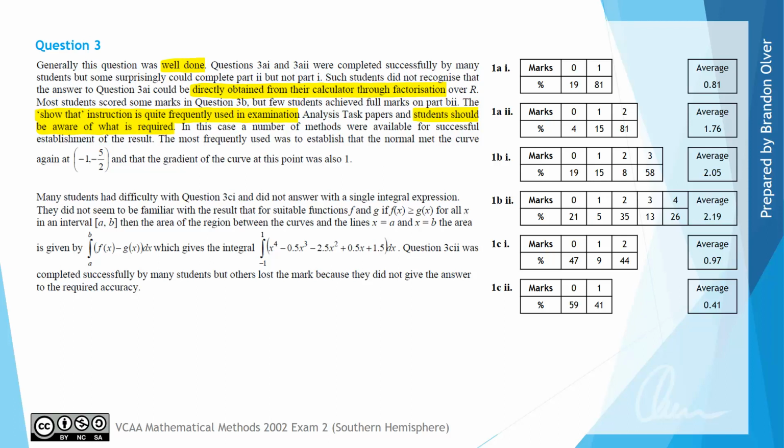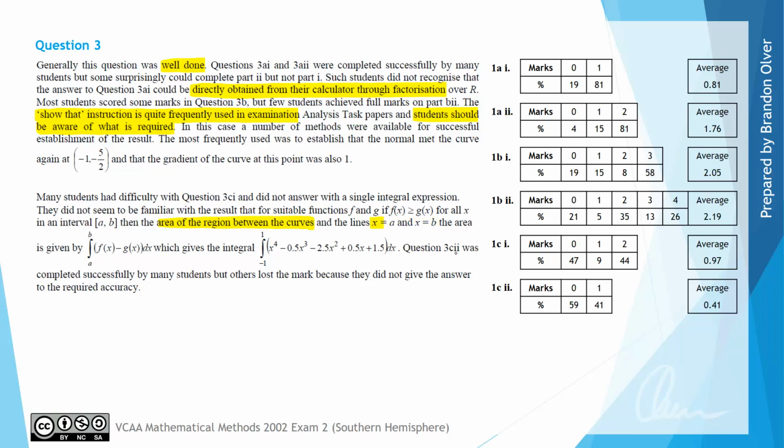Many students had difficulty with question 3Ci, which was that they needed to find a definite integral, the value of which was the area, and many did not state their answer as a single integral expression. Overall, they did not seem to be familiar with the result that for suitable functions f and g, where f of x is greater than g of x over an interval a to b, then the area of the region between two curves and the lines x equals a and x equals b is given by the integral, and essentially this is the upper curve minus the lower curve between a and b.